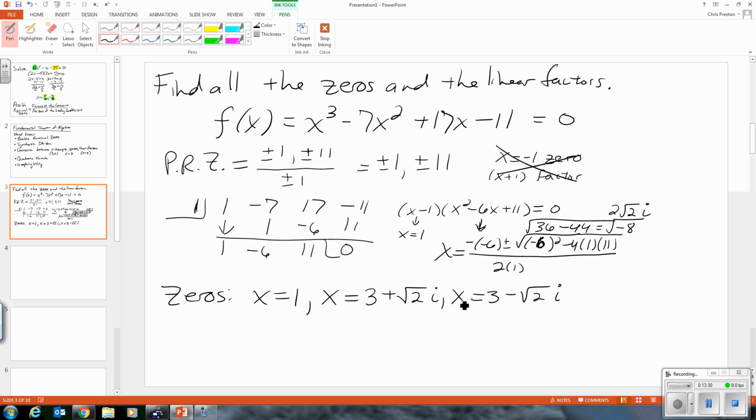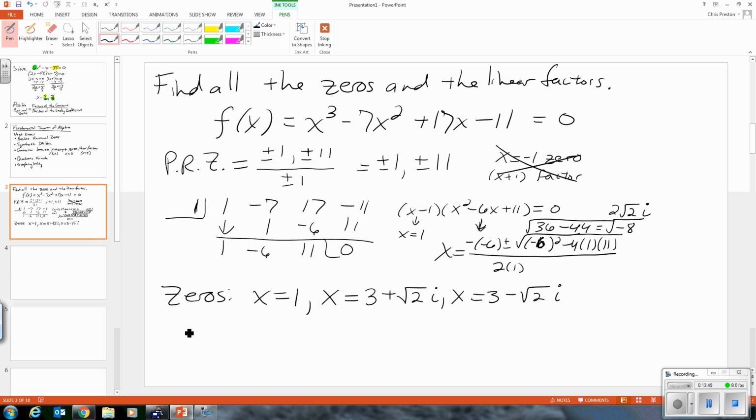You'll notice these non-real answers, they're complex conjugates of each other, and that's always going to be true. As long as there's no i's in the original problem, then if you get a non-real answer, then its complex conjugate also has to be one of the answers to that.